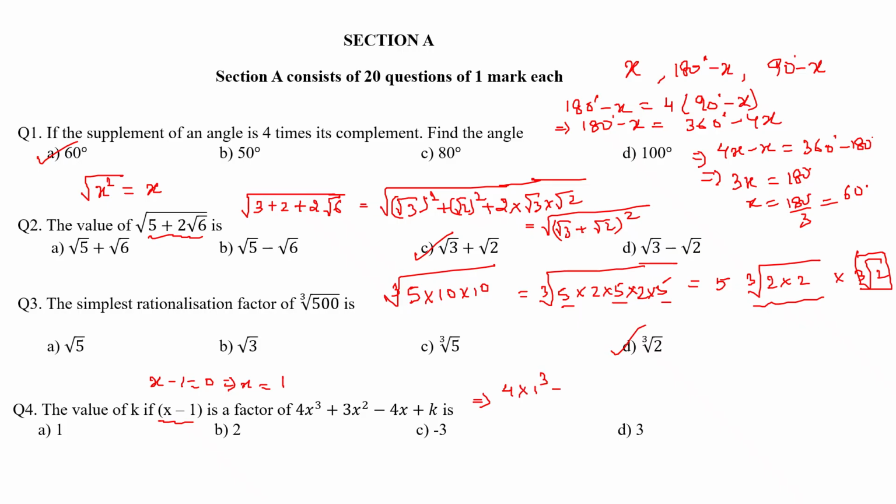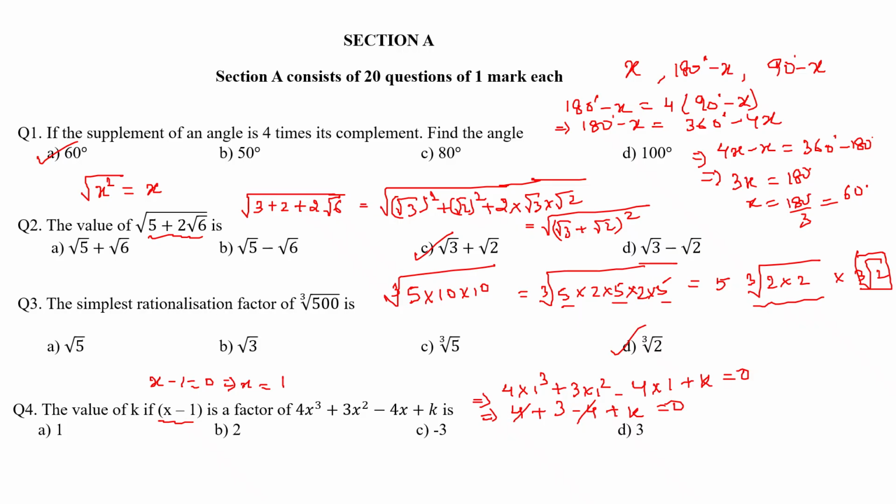So 4 into 1 cube plus 3 into 1 square minus 4 into 1 plus k equal to 0. Now 4 into 1 cube will be 4 plus 3 into 1 square will be 3 minus 4 plus k equal to 0.